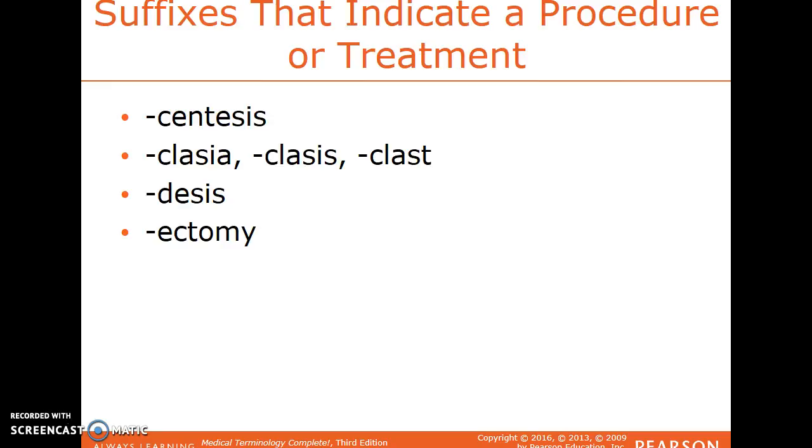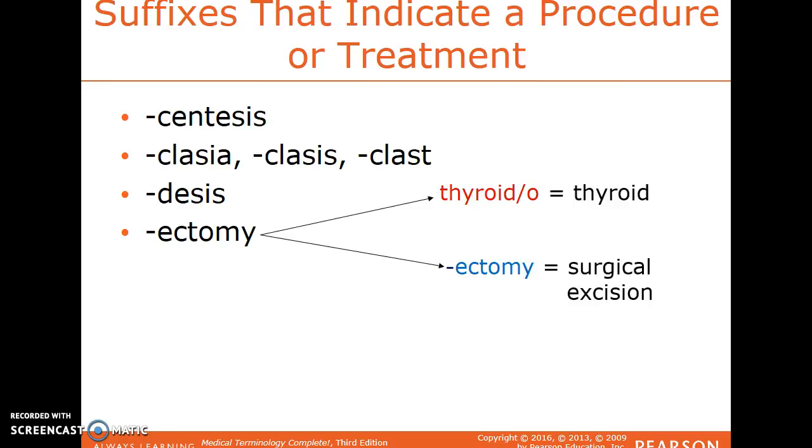Synthesis. So these are suffixes that indicate a procedure or a treatment. So centesis means the surgical puncture of. Clasia, clasis, or clast refers to something being broken apart. Desis is a fusion. So arthrodesis is a procedure that fuses a joint. Ectomy means surgical removal or excision of. So thyroid and ectomy is surgical excision of the thyroid, or thyroidectomy.